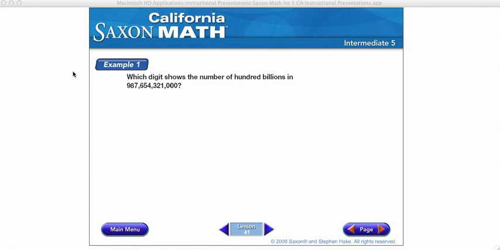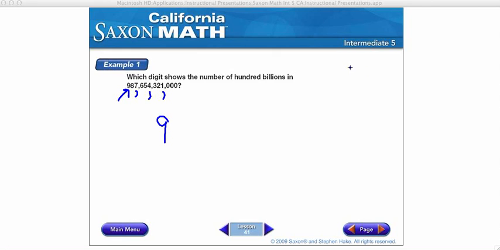Okay, example 1. Which digit shows the number of 100 billions in this very large number? So let's read this together. 987 billion, 654 million, 321,000. So, which shows the 100 billions? That would be the 9.